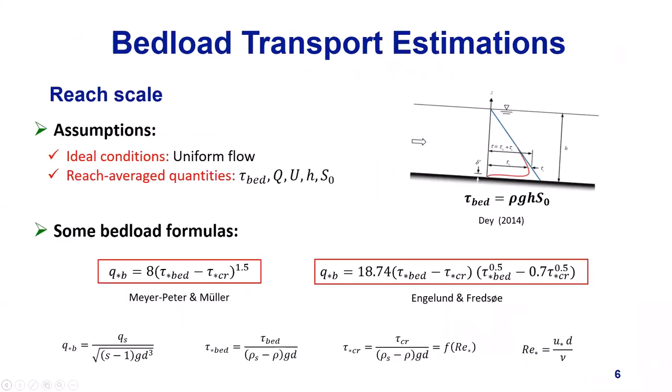So, how is bedload transport usually estimated? It's estimated at a reach scale, which means at the scale of the segment of the river. The main assumption of doing that is that the flow is uniform, so we can use a reach-averaged quantity, usually the shear stress, which depends on the water depth and the slope. But we can also use the discharge or the bulk velocity. And we just evaluate some of these semi-empirical formulas. Here I put just two examples, but I want to highlight that the exponent is usually 1.5, which means that bedload transport is a nonlinear phenomenon.